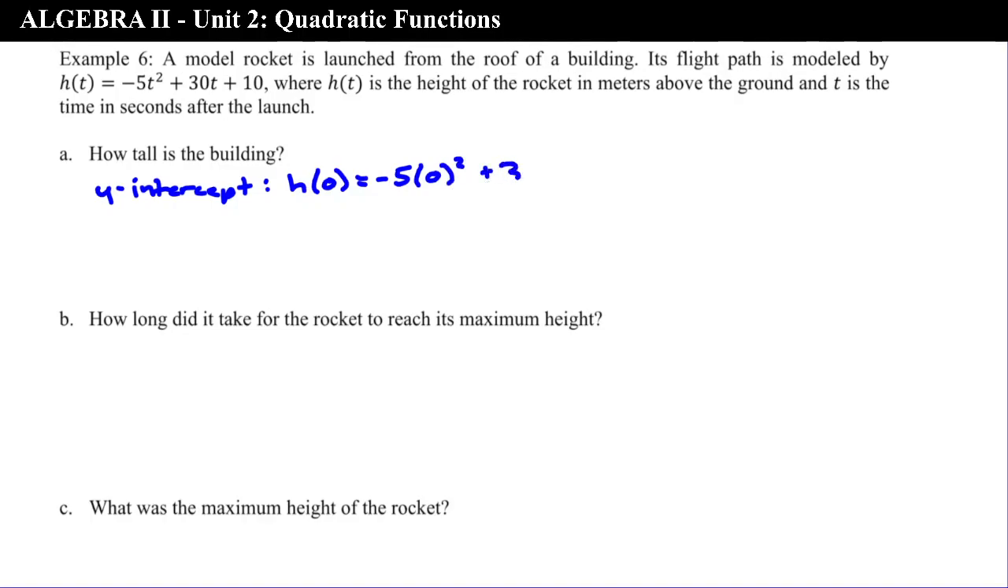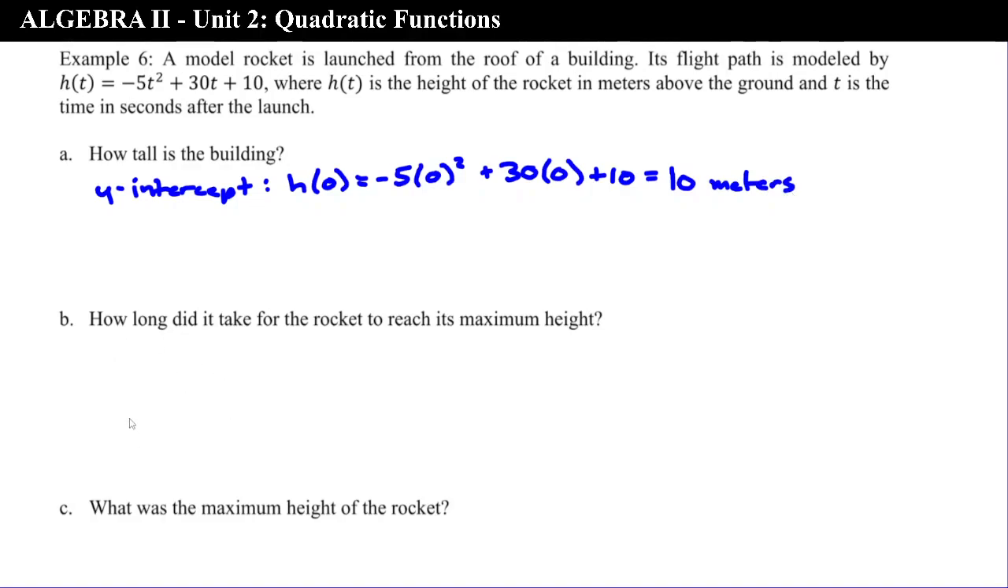So when you plug in 0, and since we are talking about y-intercept and we're in standard form, you could probably already guess that you can just pull it off of the end because it's your c value. So this 10 on the end is the only thing that will remain. So the height of the building is 10 meters.